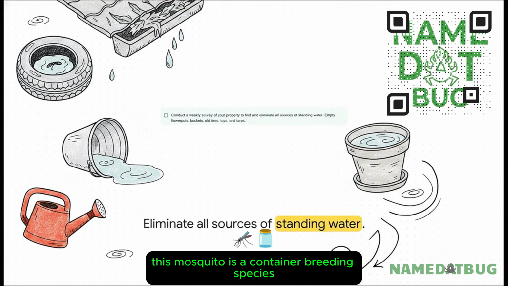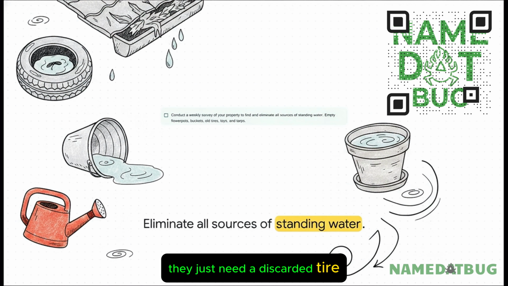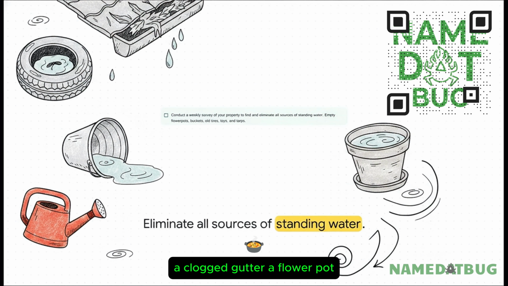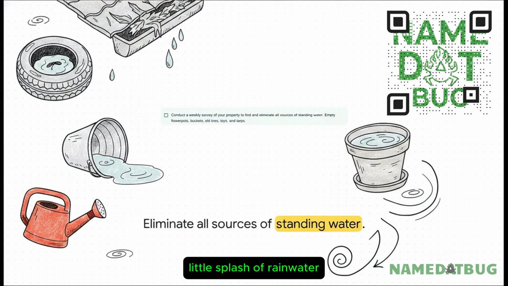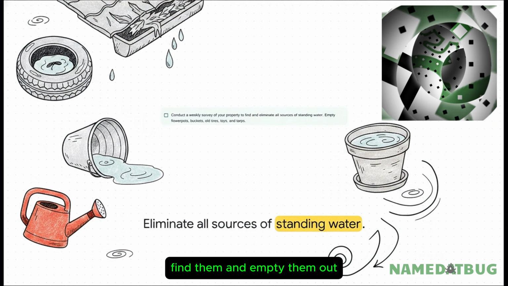Keep in mind, this mosquito is a container-breeding species. They do not need a giant swamp. They just need a discarded tire, a clogged gutter, a flower pot, or even a forgotten children's toy holding a tiny little splash of rainwater. Find them and empty them out.